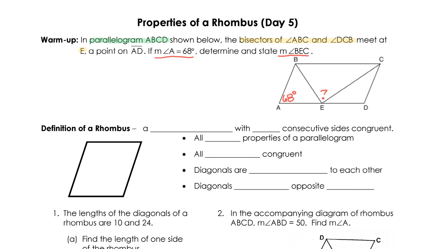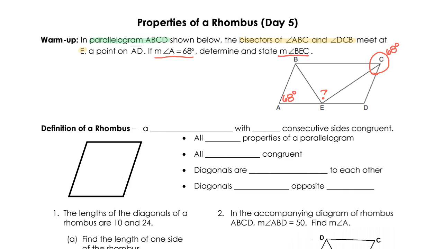All right, now we've got to talk about our properties of a parallelogram and angles. We know that in a parallelogram, opposite angles are congruent, which means that this entire angle at C, so those two angles that you see there and there, have to add up to equal 68 degrees, so that the opposite angles in the parallelogram are equal.